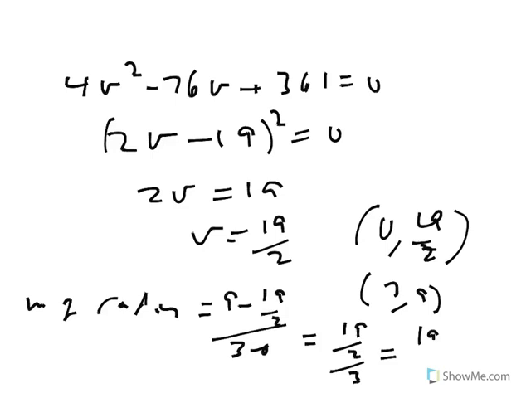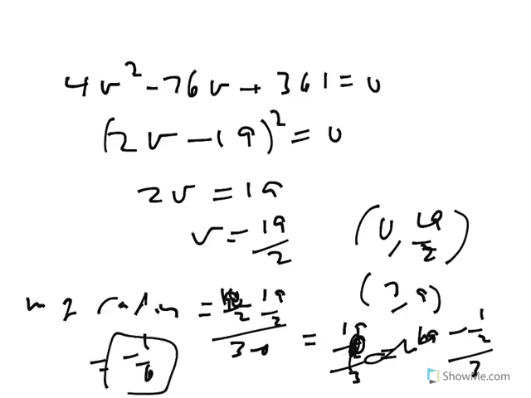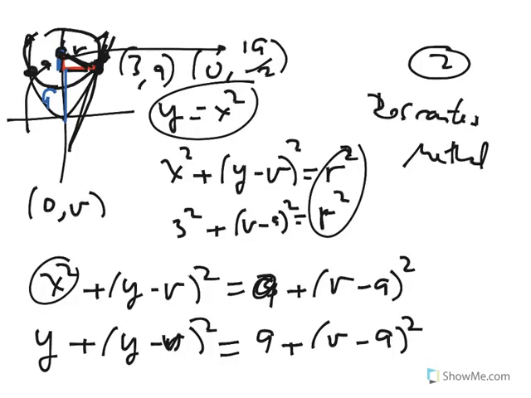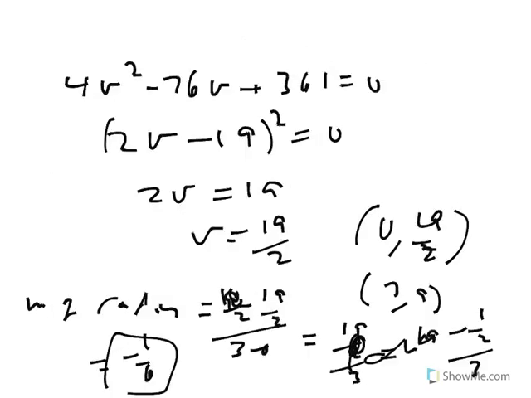Oops. Sorry, 9 minus 19 over 2. 9 is the same thing as 18 over 2. So 18 over 2 minus 19 over 2 is negative 1/2 divided by 3 is negative 1/6. And since the tangent line is perpendicular to the radius, it will be the negative reciprocal, which would be 6. That's called Descartes' Method, and it's not the greatest method because it's so long.